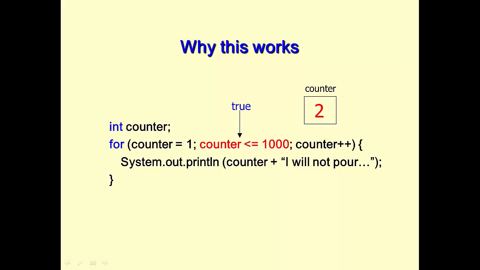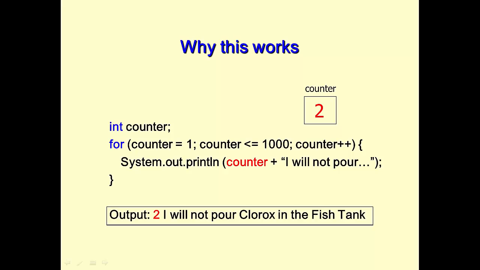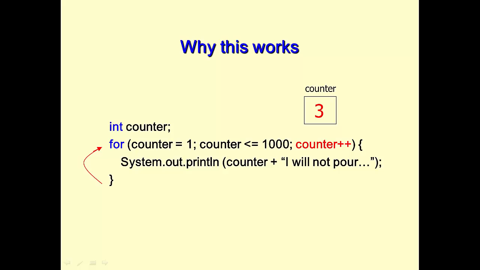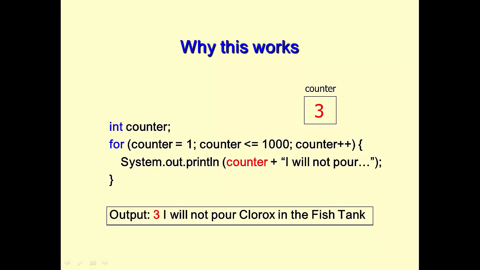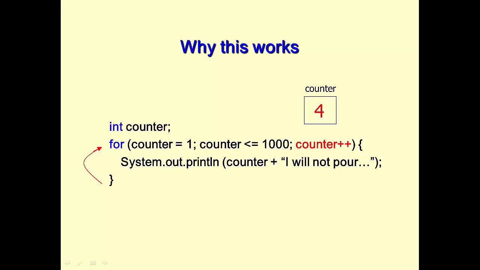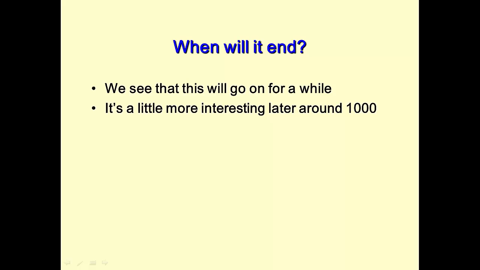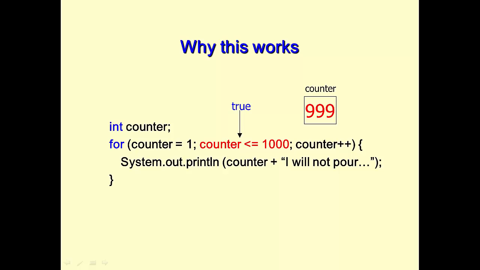We test to see whether or not the counter is less than or equal to 1,000, and it is, it's true. So we go inside the loop, and we print out 2, I will not pour Clorox in the fish tank. Go back to the top of the loop, counter plus plus, so now the counter is equal to 3. 3 is less than or equal to 1,000. So we go into the loop again and output 3, I will not pour Clorox in the fish tank. And you can see this is going to occur any number of times. So the question is, when is it going to end? Well, it gets a little bit more interesting as we get closer to that 1,000 boundary.